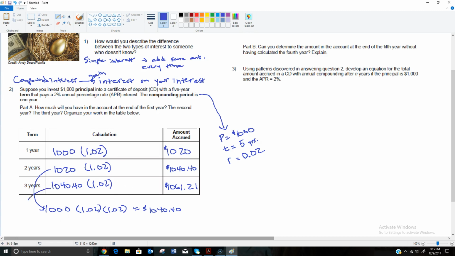So for this one, it's a little messy here, but we could have started with 1,000, and to get to the 3rd year, we wouldn't have had to get the intermediate answers. We could have done 1.02 times 1.02 times 1.02 because it's 3 years, and we would have gotten $1,061.21.